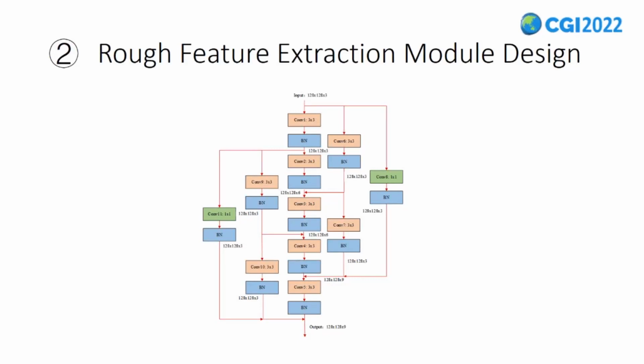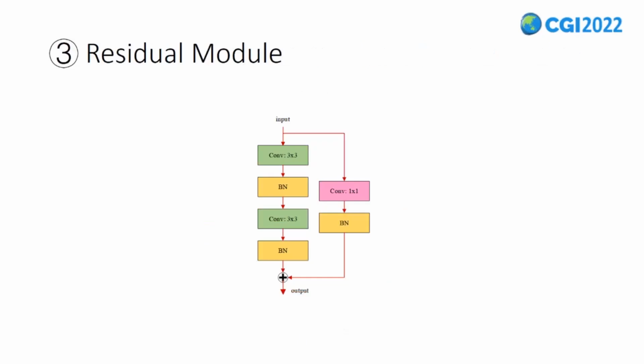The main channel of the module consists of 5 3 multiplied 3 convolutional layers. The left and the right branch 1 consist of 2 3 multiplied 3 convolutional layers respectively. And the left and the right branch 2 consist of 1 multiplied 1 convolutional layers. This is the rough feature extraction module.